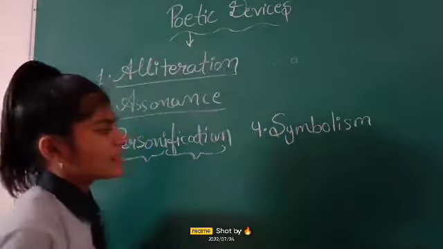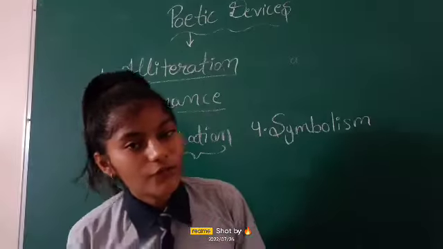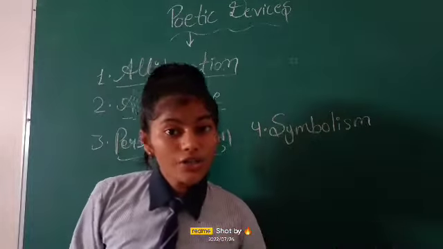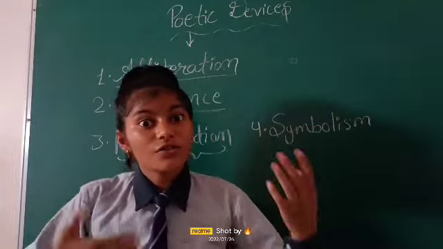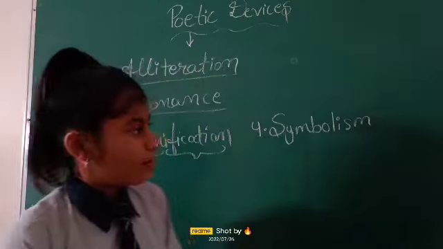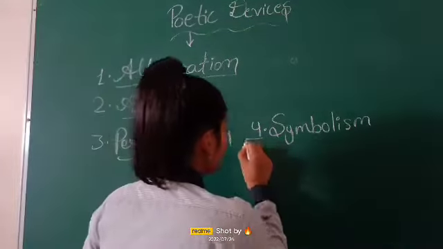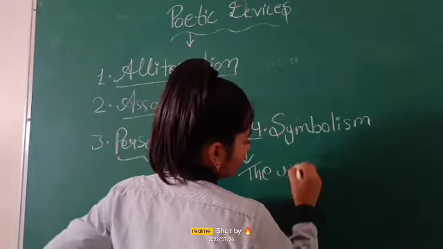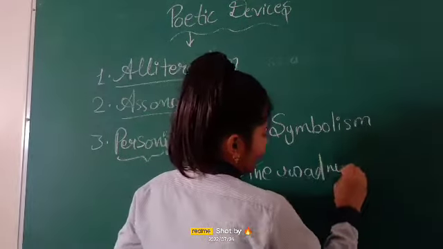Fourth here is symbolism. Symbolism means that when a certain word or term is used instead of its original word, in a different manner. Let me give an example to understand this. So for symbolism, we have an example like The Road Not Taken.